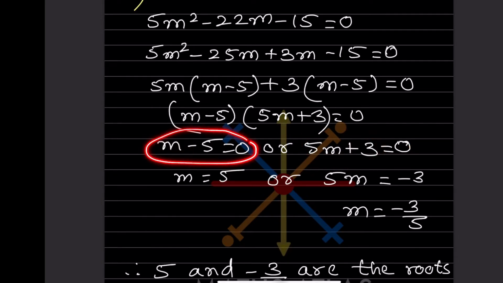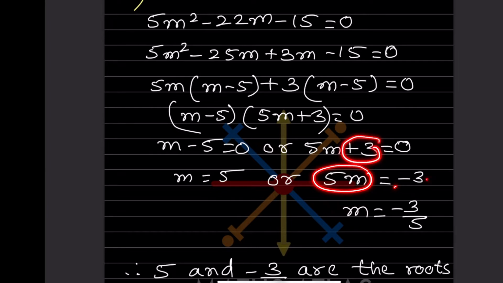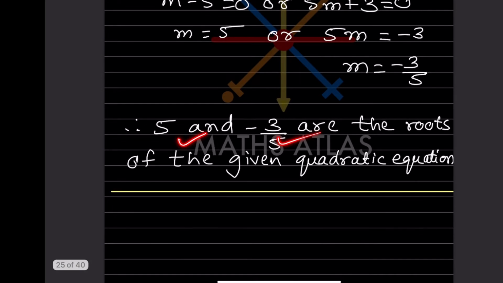So when we solve this, what do you get? m is equal to 5. Or when we solve this one, let us write here 5m plus 3, the 3 goes on the other side, that is going to be minus 3. So 5m is minus 3, and this is multiplication, so this is going to get divided, that is going to be m equals minus 3 by 5. So we got the two values of m, that is 5 and minus 3 by 5. So that is what is written over here.